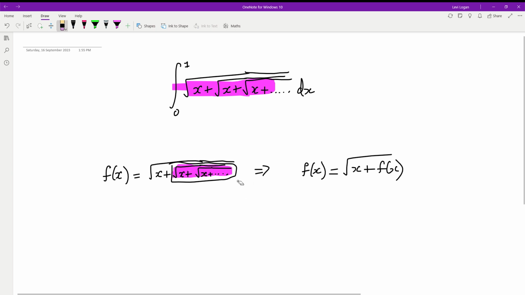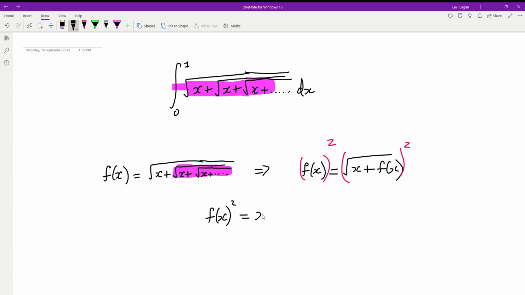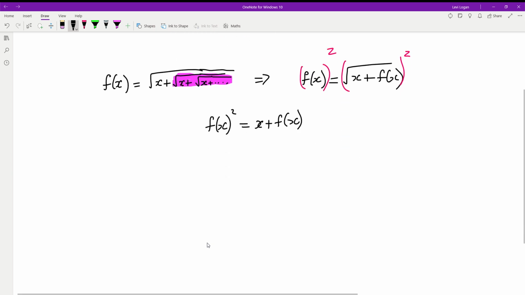So what we can do is try and rearrange this to make f of x the subject of the formula. So what we're going to do is square both sides to undo that square root. What we get is f of x squared is equal to x plus f of x. Now we're just going to move everything to the left hand side. So we have f of x squared minus f of x minus x equals 0.